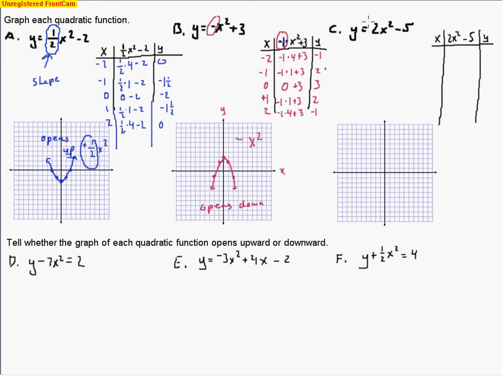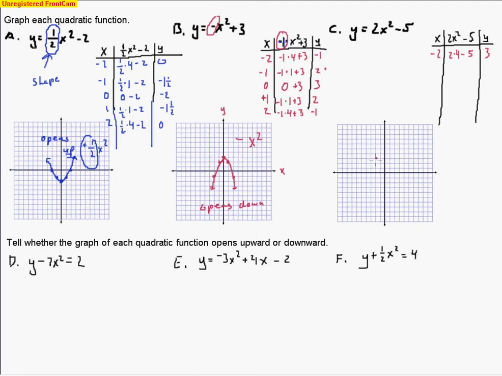It's a positive 2x squared. Well, we're going to predict that this ends up opening up, so let's see if it does. Let's pick the same numbers, -2, so we square -2, we get 4, but then we have to multiply it by 2 and then subtract 5. So that gives us 8 minus 5, leaves us with 3. So over 2 to the left, and we're going to end up going up 3 spaces.